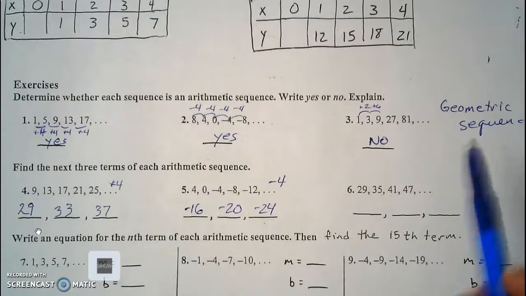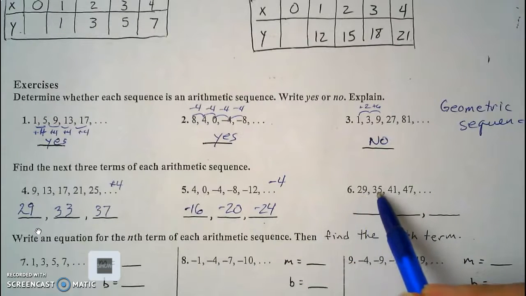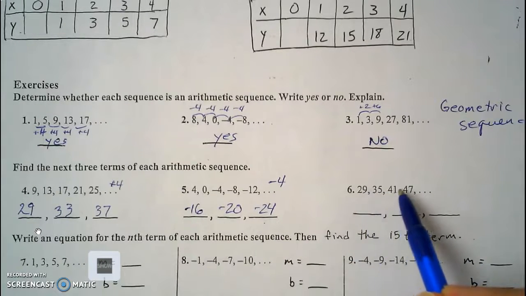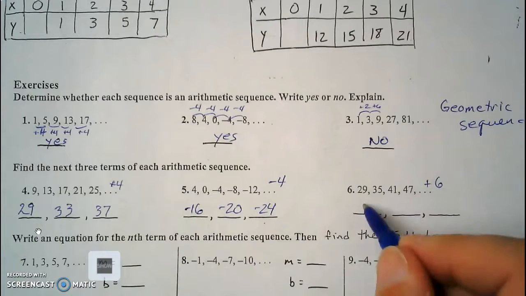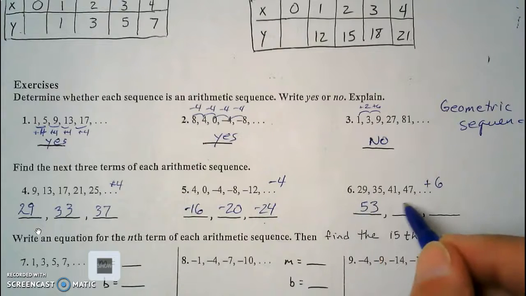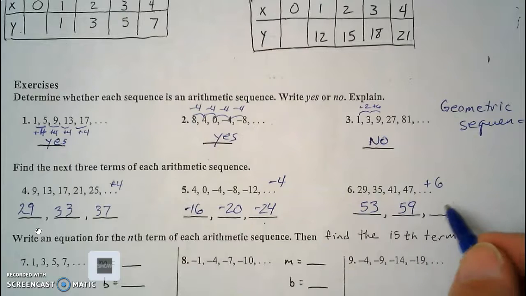So you first have to see what the pattern is doing. Looks like we are adding 6. So just keep adding 6. 53 plus 6 is 59, plus 6 is 65.